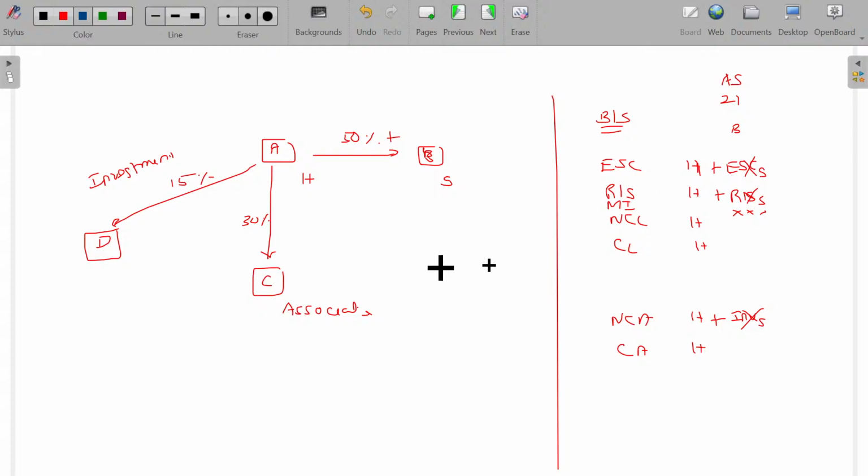Now, what happens in case of C, sir? In case of C, you have to show the investment in C at cost. At cost, at the time of acquisition. Always the cost price is compared with the net worth. Because of comparison, you may get either goodwill or capital reserve.